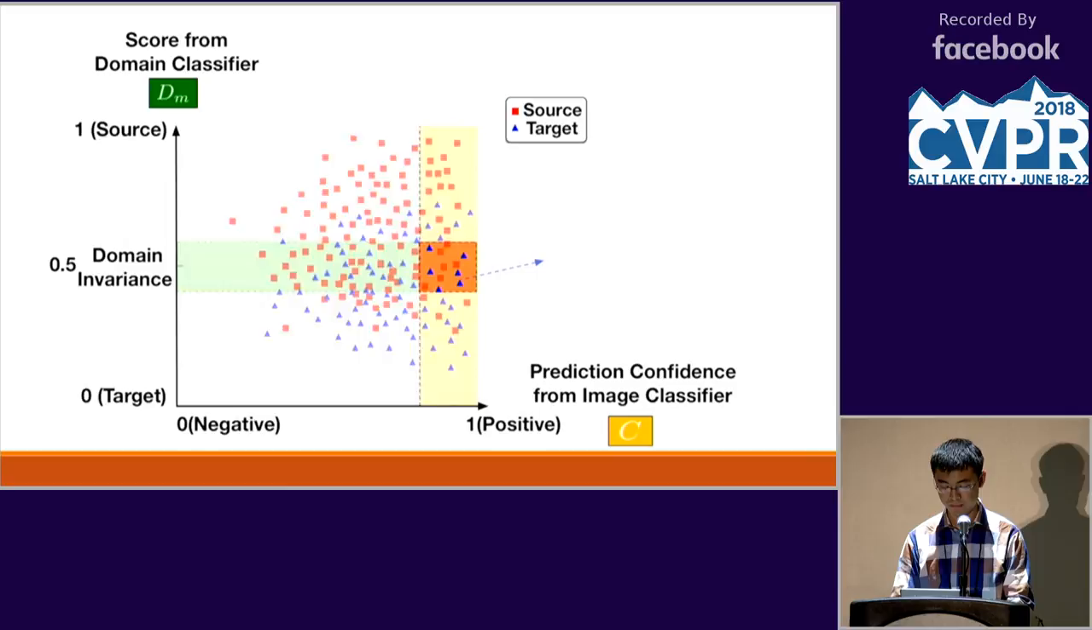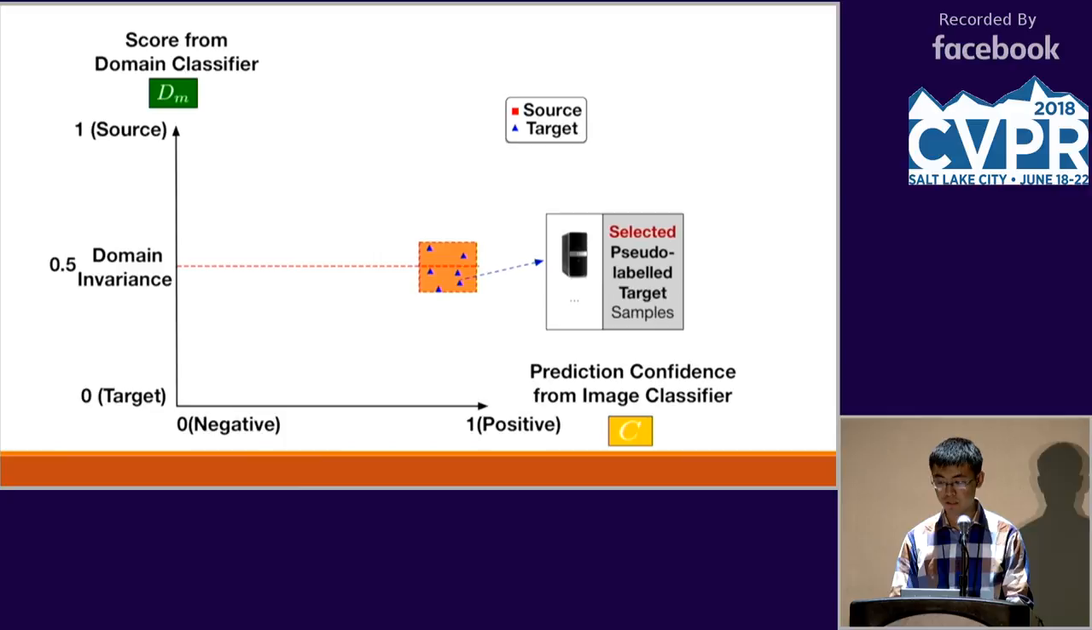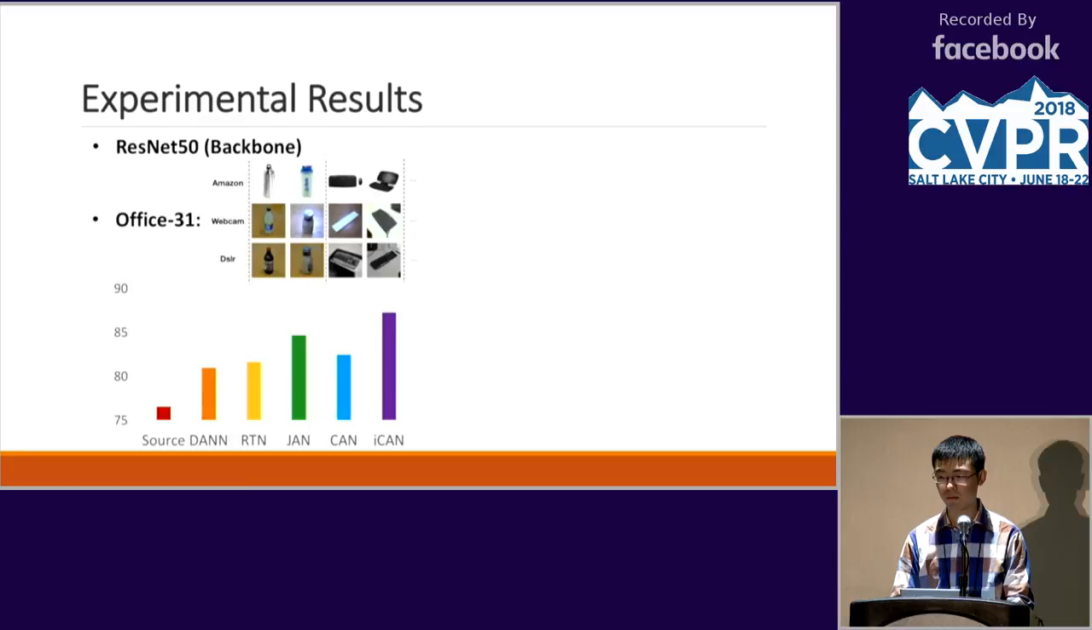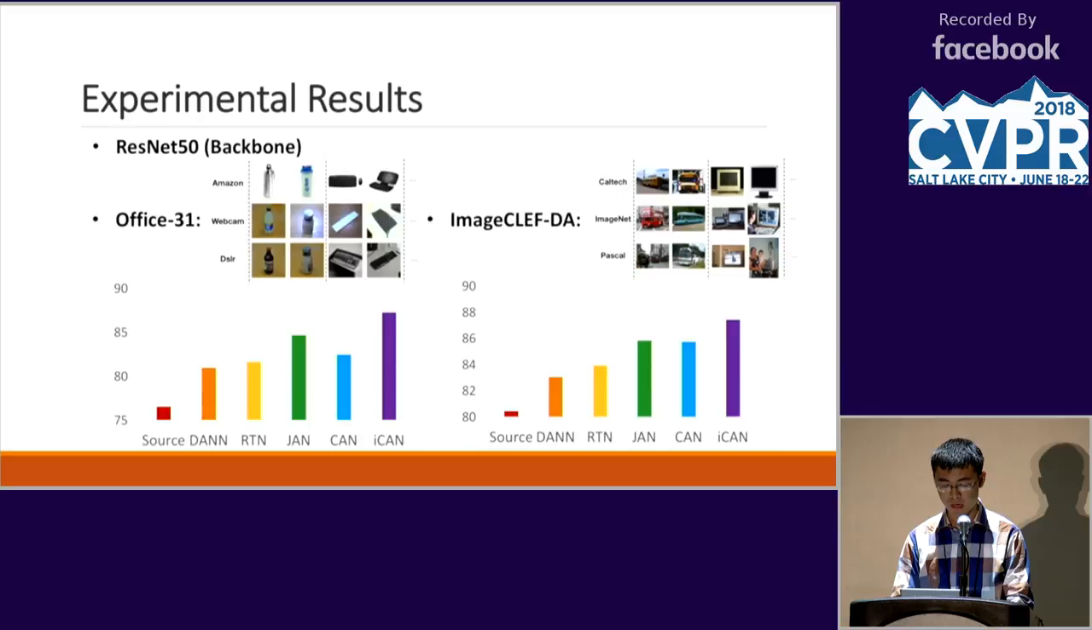And in addition, we utilize the weighting function to weigh the contribution of the loss for each selected sample. The weights are greater if the score from the domain classifier is closer to 0.5. In our experiments, we use ResNet 50 as a backbone network, and we test our model with two data sets, Office 31 and ImageCLEF-DA. Results indicate that our method can achieve the best performance.